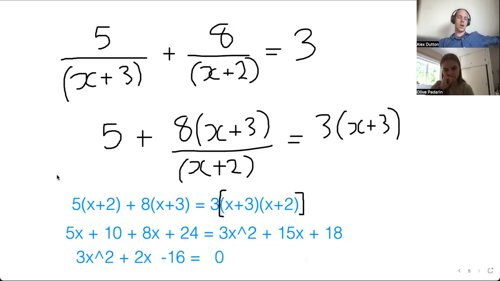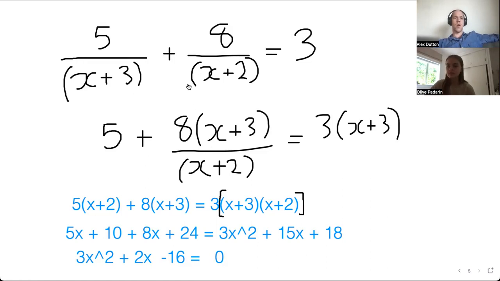Now, how are we going to deal with this equation here, 3x squared plus 2x minus 16? Completing the square. Yeah, we could complete the square on it. We could use the quadratic formula. We could try and factorize it. It's totally up to you.